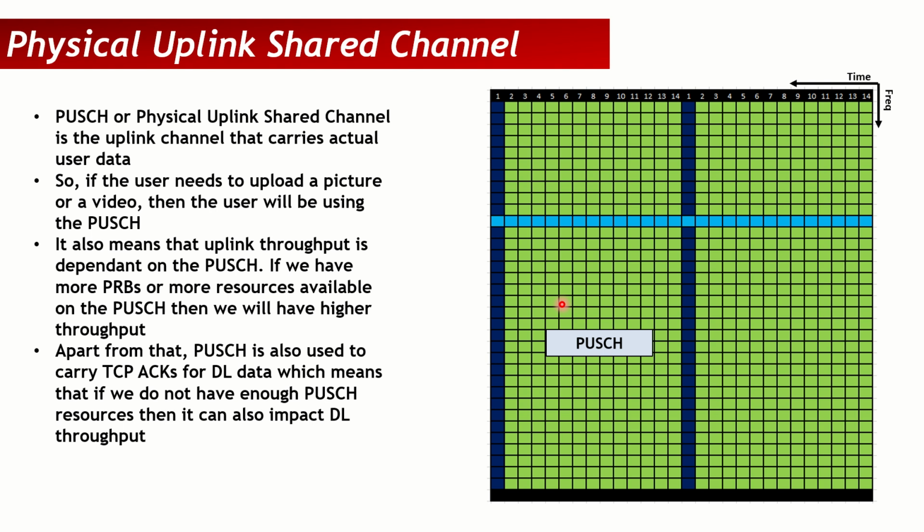So if you're uploading, let's say, a new profile picture, or a new video on Instagram or Facebook or YouTube, you will actually be using the PUSCH. Or even if you're sending, let's say, a WhatsApp message in uplink, that is also being carried on the PUSCH. So PUSCH is something that carries the uplink data, and more resources on PUSCH will result in more uplink throughput or better uplink data rates. So this is a pretty straightforward one.